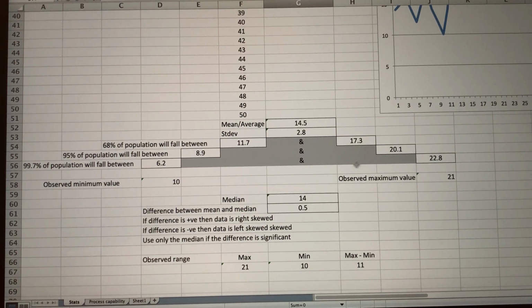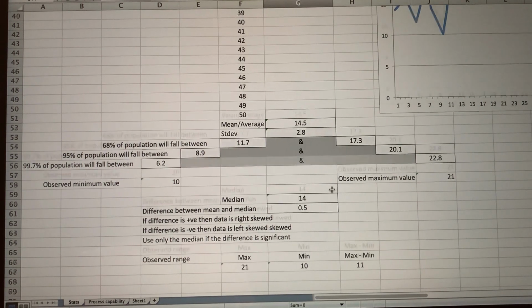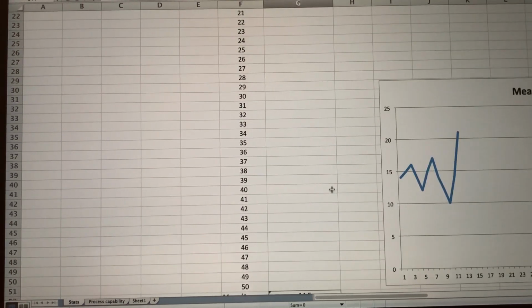The median is the middle of the data set. So if we laid out all the numbers that we've collected in either ascending or descending order, the middle of that data set would be 14 units. And the difference between the mean and the median is half a unit, 0.5 units. Now the mean is very sensitive to extreme values, whereas the median isn't.